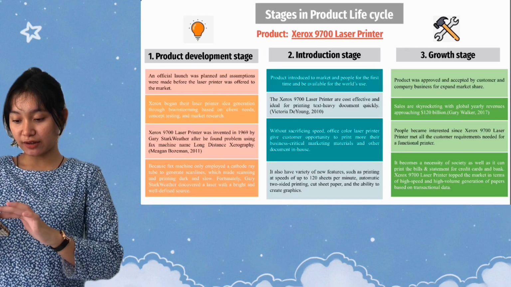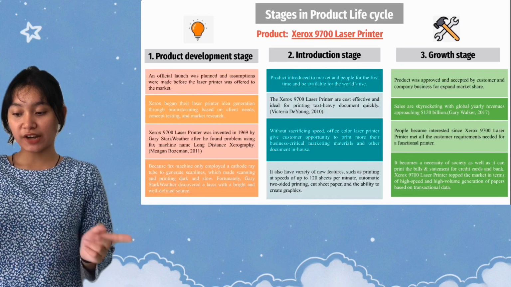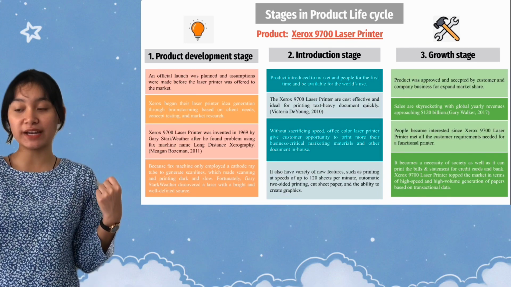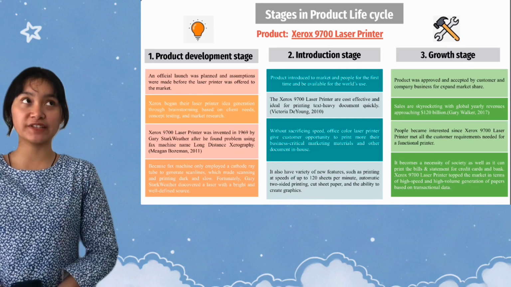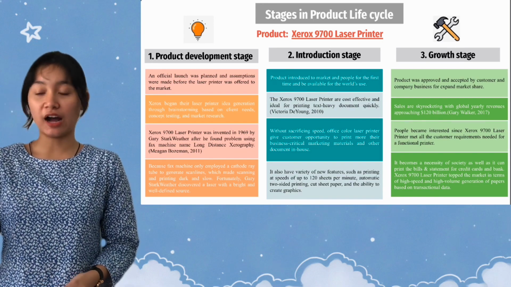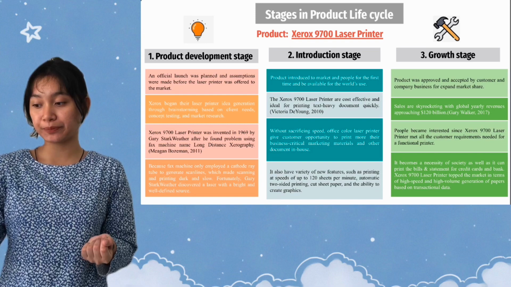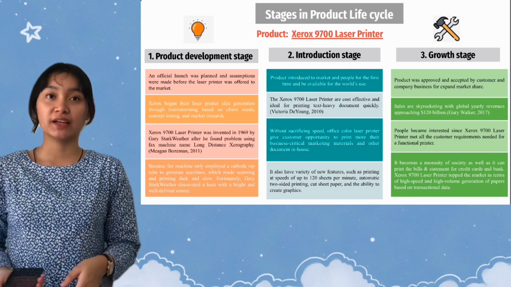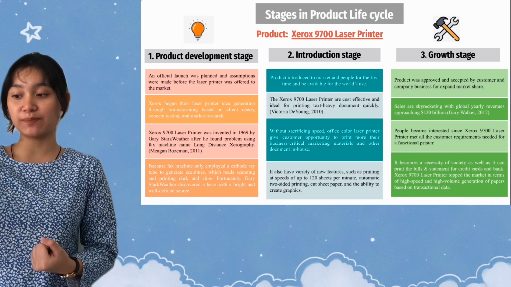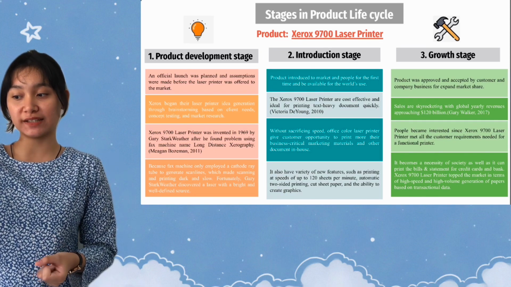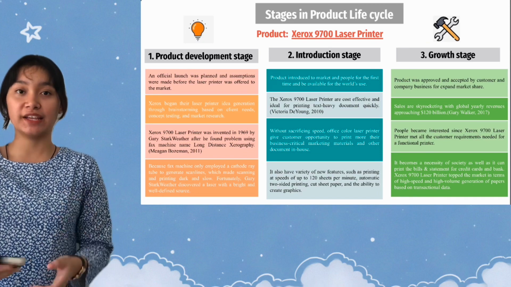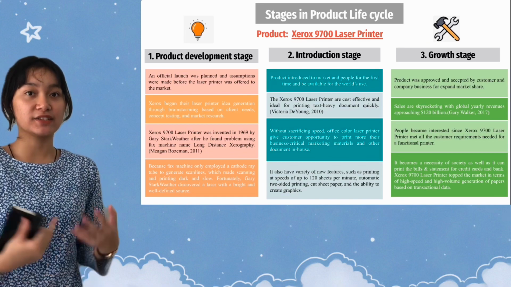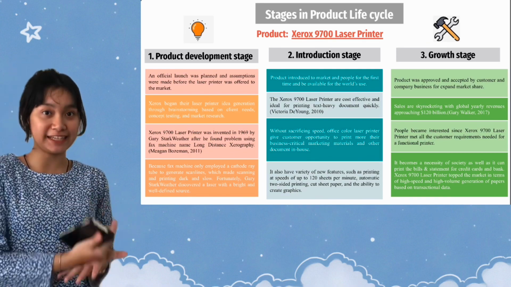So the first Xerox 9700 laser printer was invented in 1969 by Gary Stockdale after he found problems using the fax machine named long distance xerography. An official launch was planned and assumptions were made before the laser printer was offered to the market. It means they had not introduced the product to the market yet, so they were more focused on R&D.